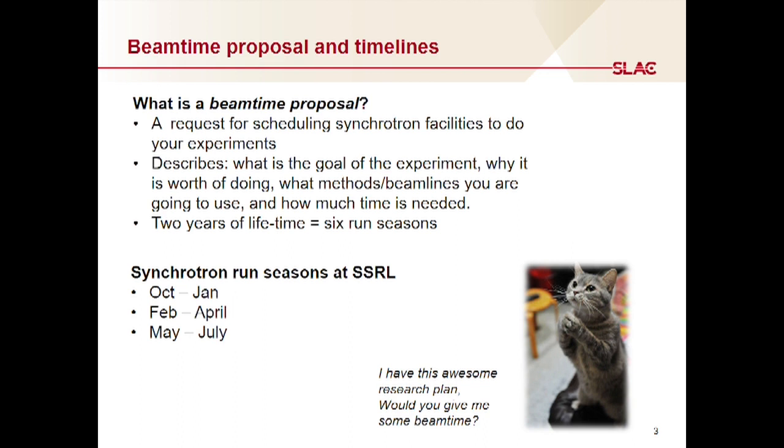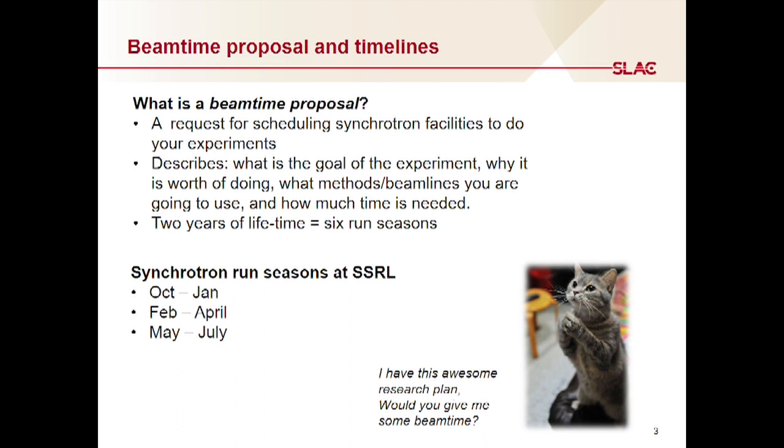It's 3 pages describing what the goal of the experiment is and why it is worth doing, what the value behind it is, what methods and beamline you are going to use, and how much time is needed. A Beamtime proposal has a 2-year lifetime, which means that once the proposal is accepted, you have 6 run seasons to finish your experiments.